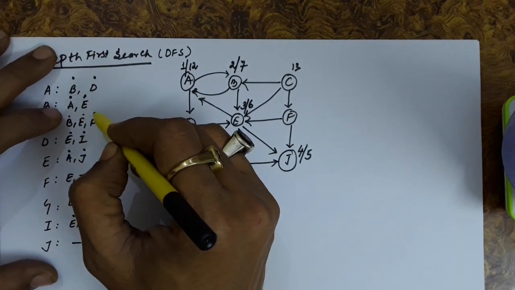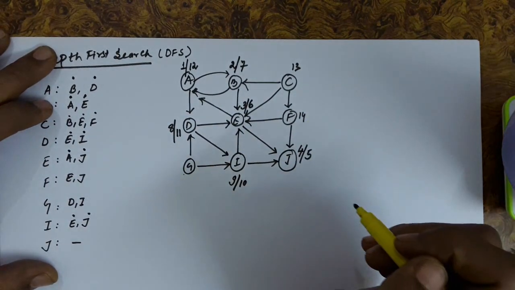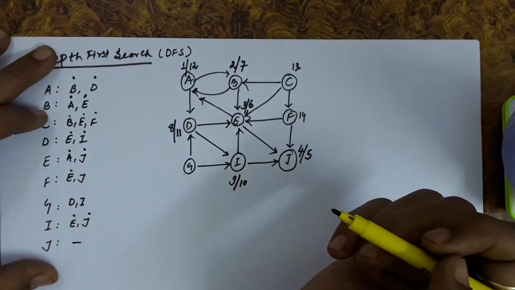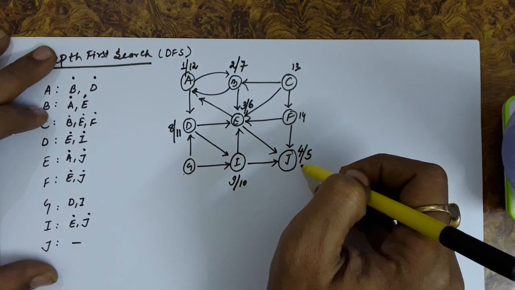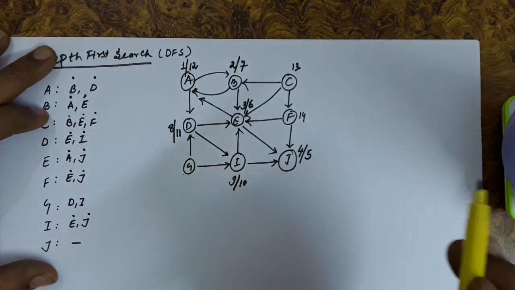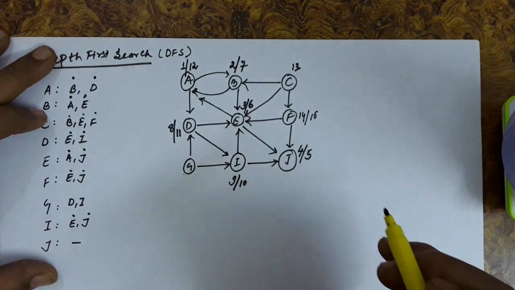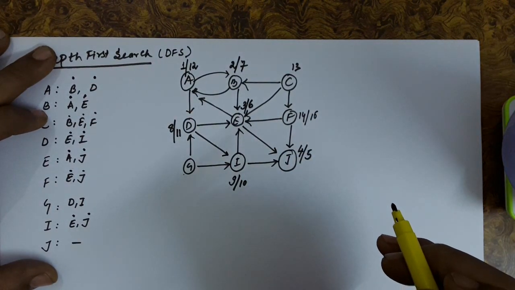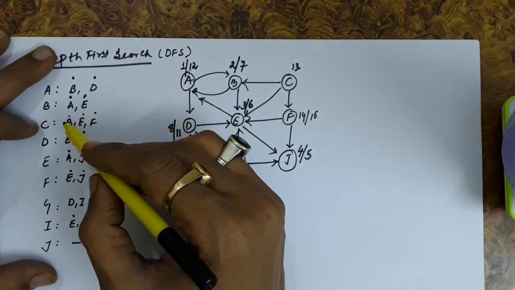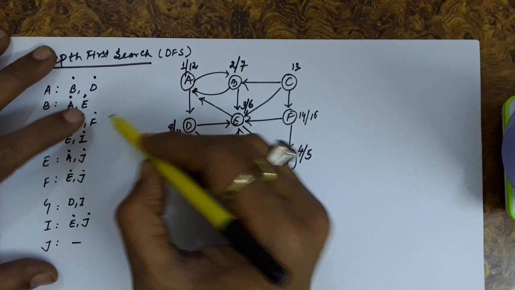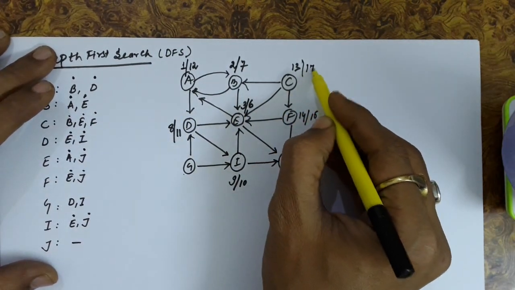So let's explore F at time 14. From F the connections are E, which has already been explored, and J, which has also been explored, so we will not be able to go any further from F. So let us finish this at 16. Now F was explored from C. We have seen all the connections from C, B, E and F, so let us finish C at 17.